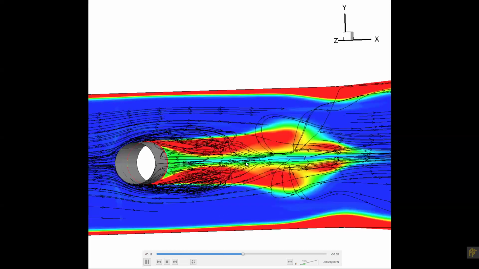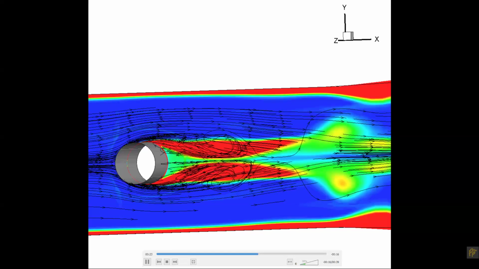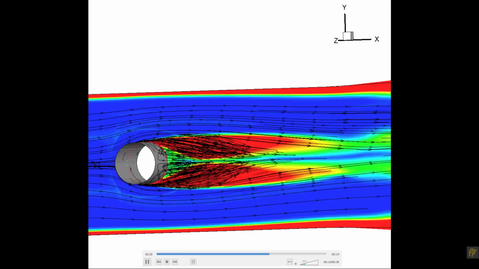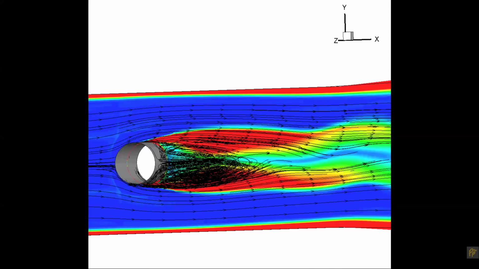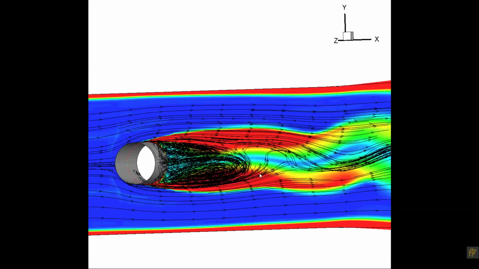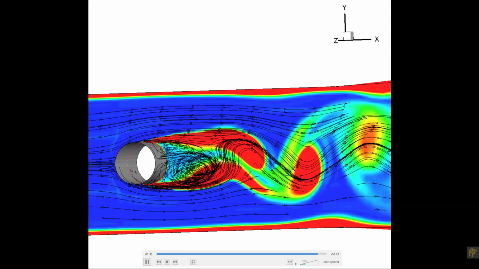So this is the developing flow. Once the flow is developed in the cylinder, it should be making the Karman vortices. Now it is starting to make the Karman vortex here.